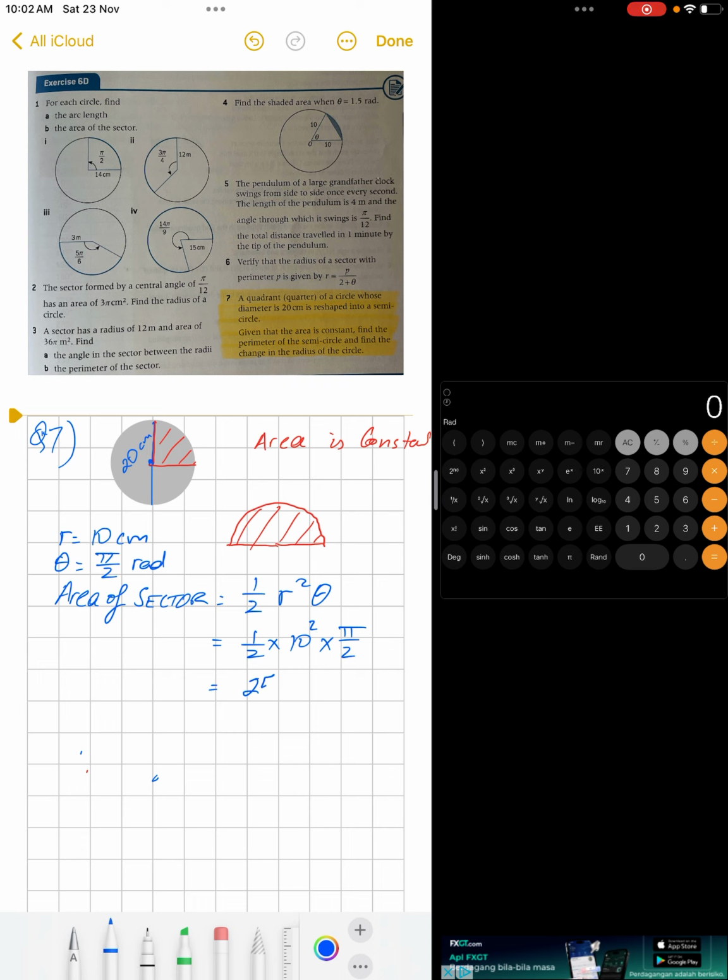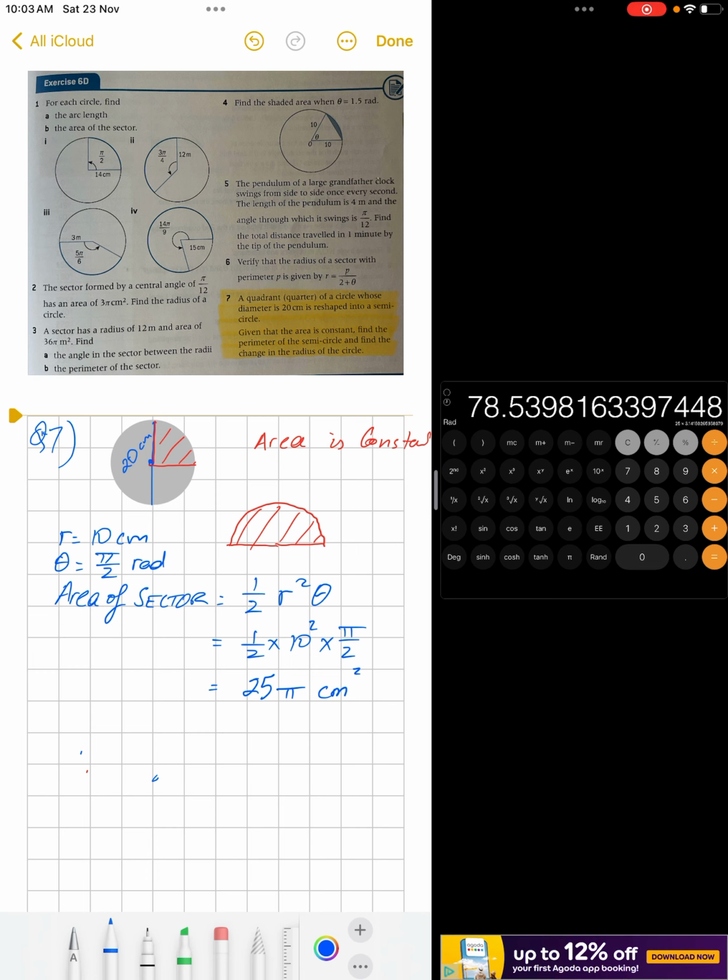So we will substitute 10 for the radius, 10 squared, and pi over 2, which is a quarter of 100, 25 pi, and that's going to be square units. If you want 25 times pi, that is approximately, not that we need this information, 78.5 square centimeters, to 3 significant figures. Now I'll still use 25 pi as my area.